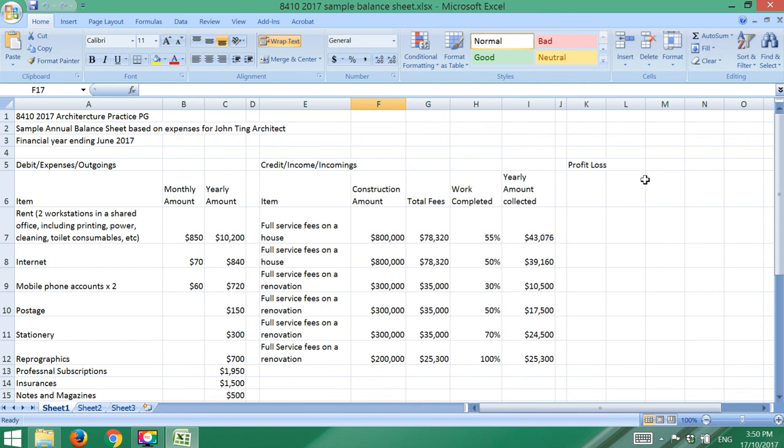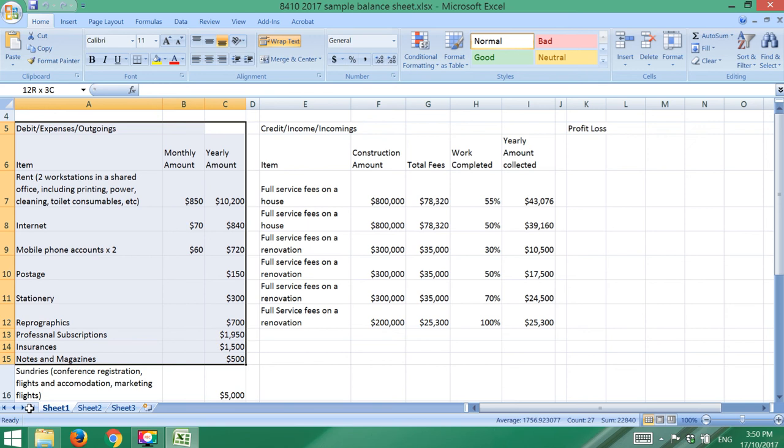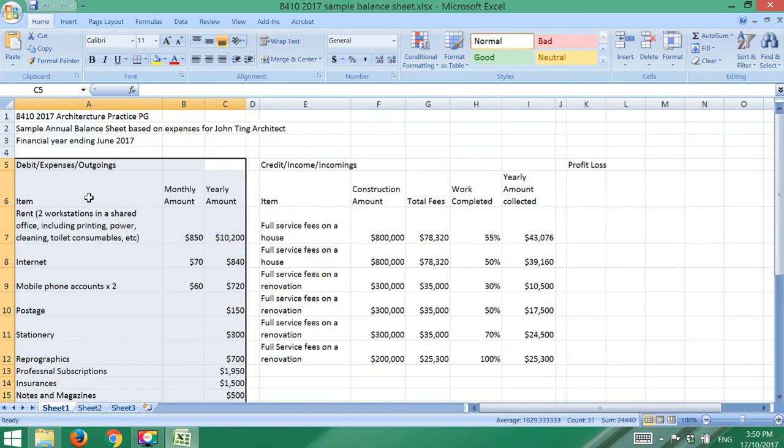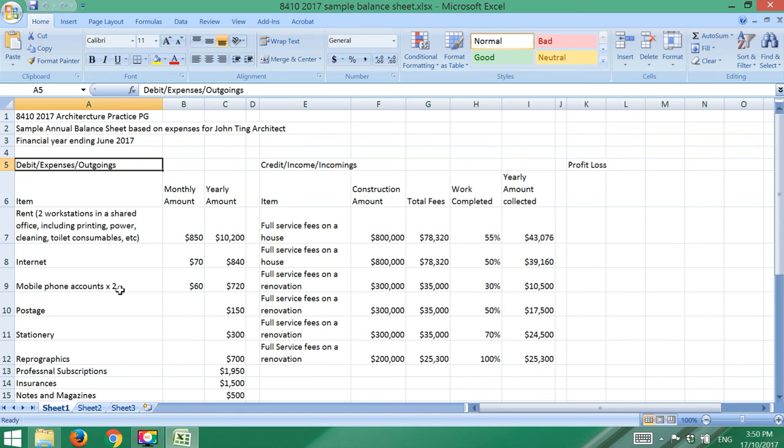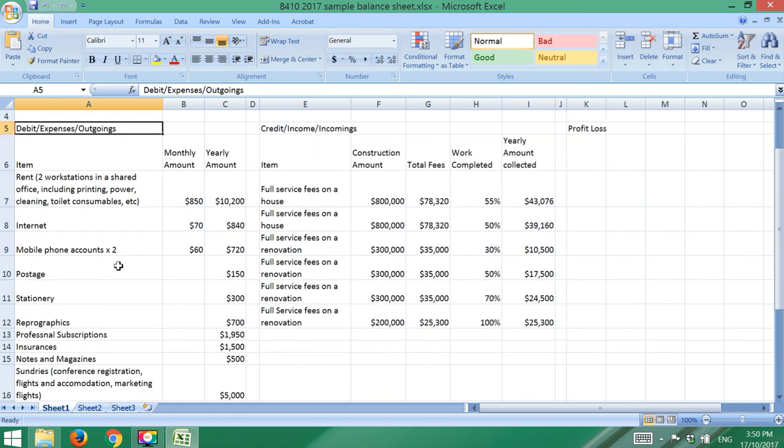You have two parts to it. On the left, this part is the debit side, or the expenses, or the outgoings. Essentially, that is all the monies that the company or firm needs to pay out. And then on the other side, you have your credit side, or the income, or the incomings. So with the debit side, essentially these are all the expenses.